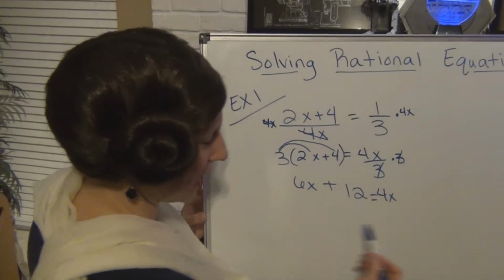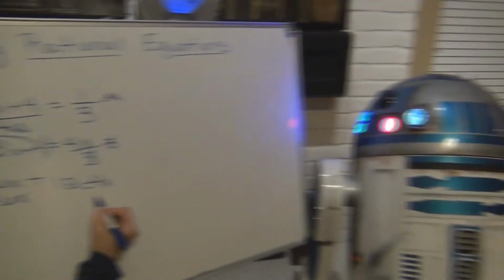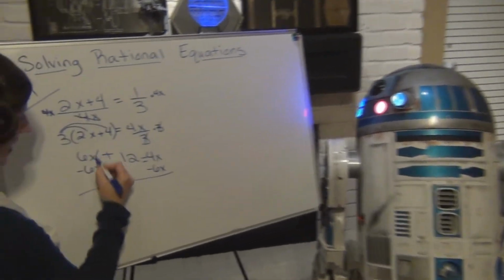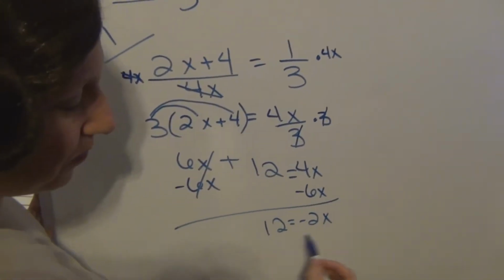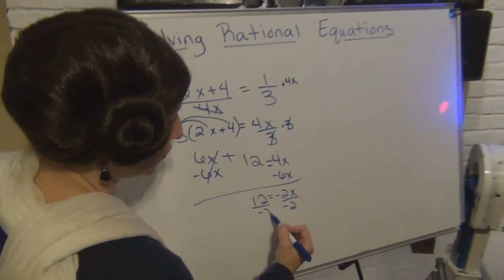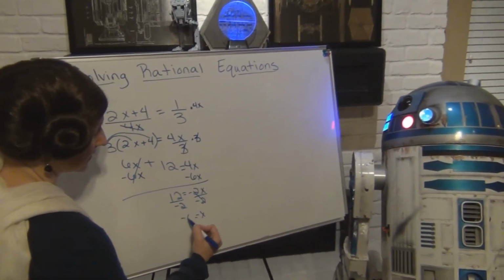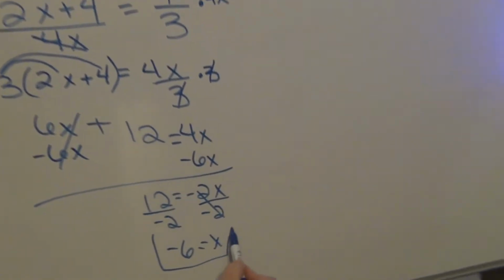We're going to subtract 6x. He really felt confident about that. And that is negative 2x. And divide by negative 2. And x is negative 6.